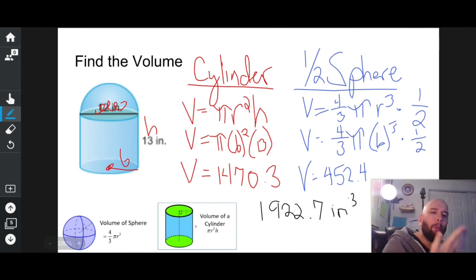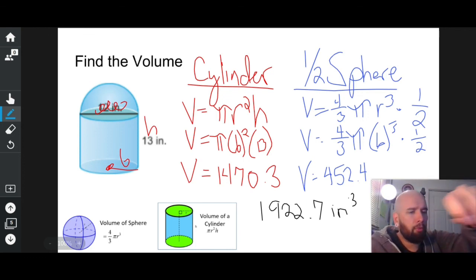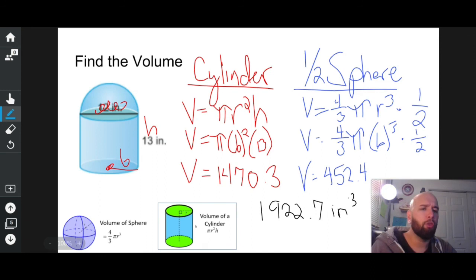cubed. Now I do have one more problem, but I'm going to stop right there because the computer is for some reason slower than usual. But that's how you deal with spheres. And we mix a cylinder just for good measure.